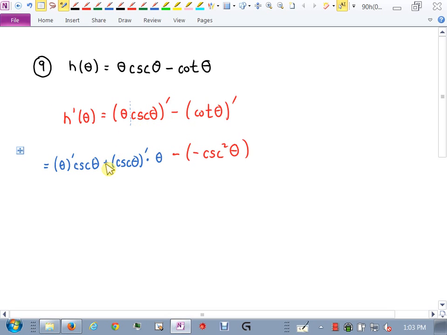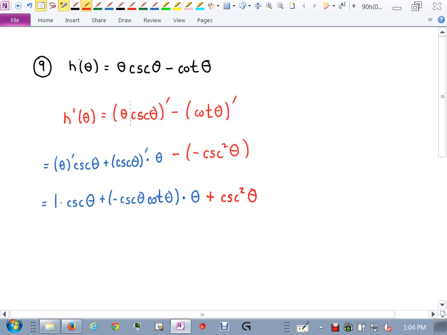So I'm applying the product rule to this. Now, what is the derivative of theta? 1, because that's like saying what's the derivative of x. So this is going to be 1 times cosecant theta plus, now the derivative of cosecant theta is what? Negative cosecant theta cotangent theta, and then times that theta at the end. And I'll take care of this part out here. Negative and negative is plus cosecant squared theta.